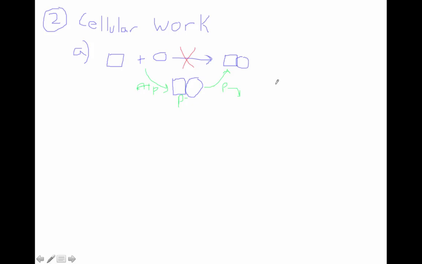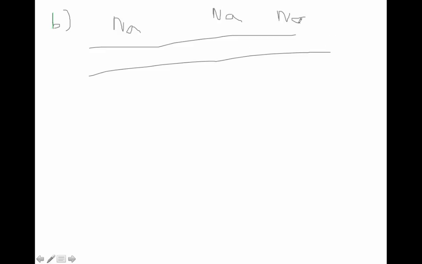So this is how ATP can be used to generate cellular work. Okay, on this next slide, we're going to talk about how ATP is used in transport work. And as we talk about transport work, let's draw a very simplified membrane here. And let's say we have lots of sodium on this side of the membrane, and we have quite a bit less sodium on this side of the membrane. But we want to move sodium across the membrane.